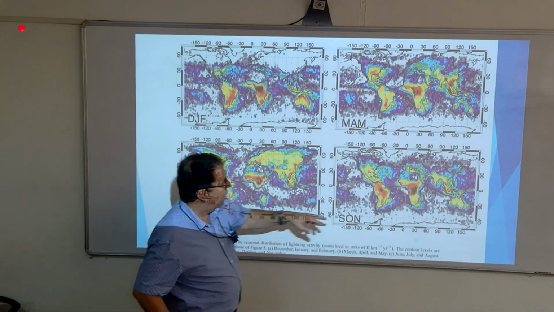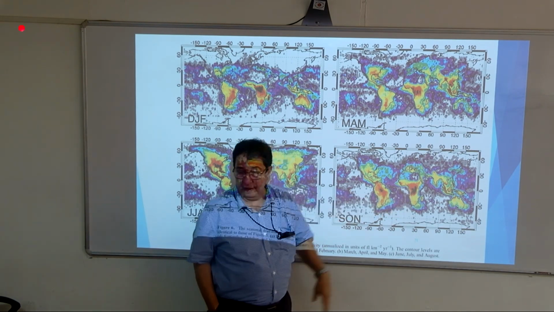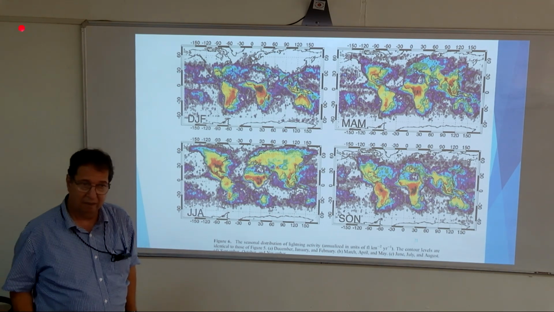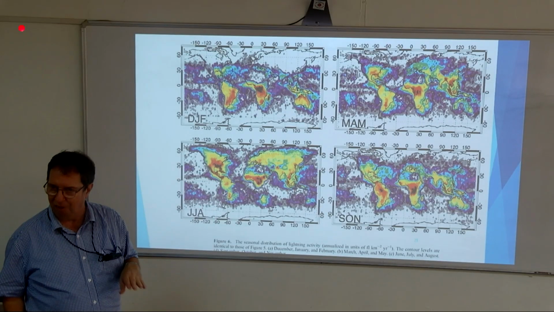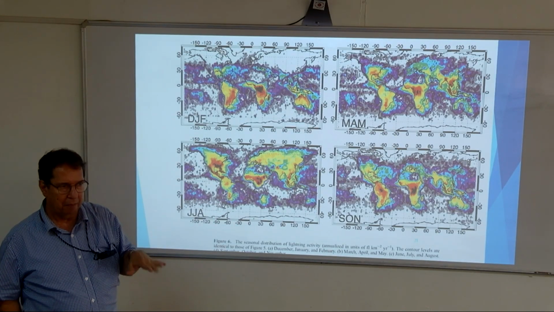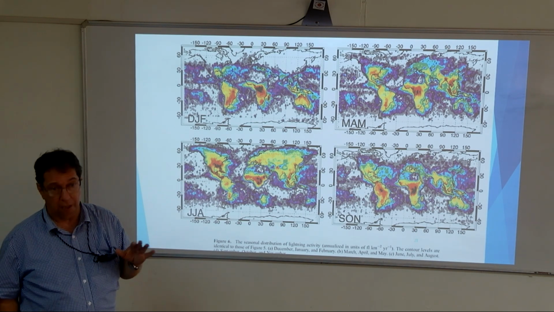In Kampala, Uganda, near the Congo Basin, the number is 240, which means 240 days of every year you have lightning. The number in Mumbai should be around 90, maybe 100.